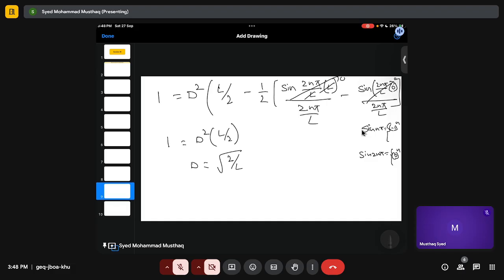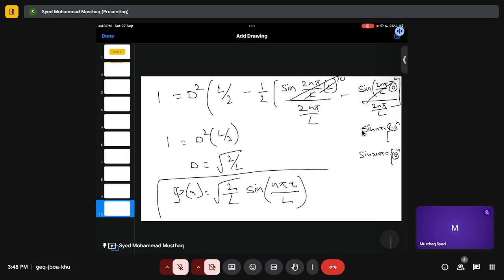Now if I substitute into my final equation, psi of x will be equal to root 2 by L sine n pi x by L. This is our wave equation for an electron inside a one-dimensional infinite potential well, people call it like that. Now this is a function of n because it depends upon n also.